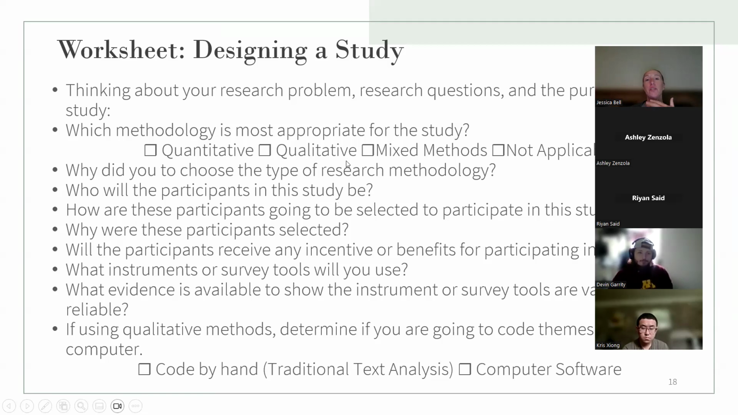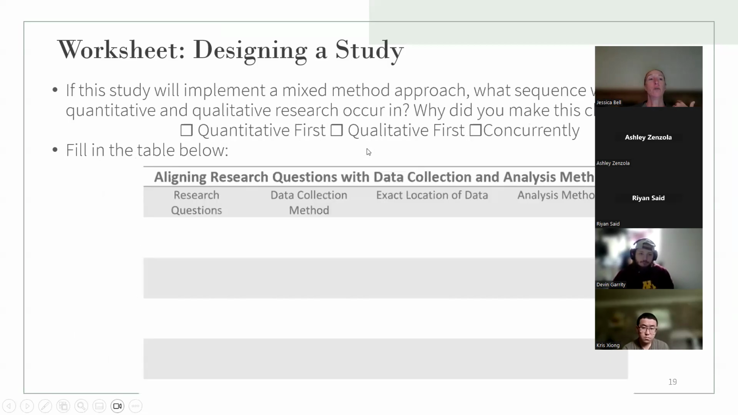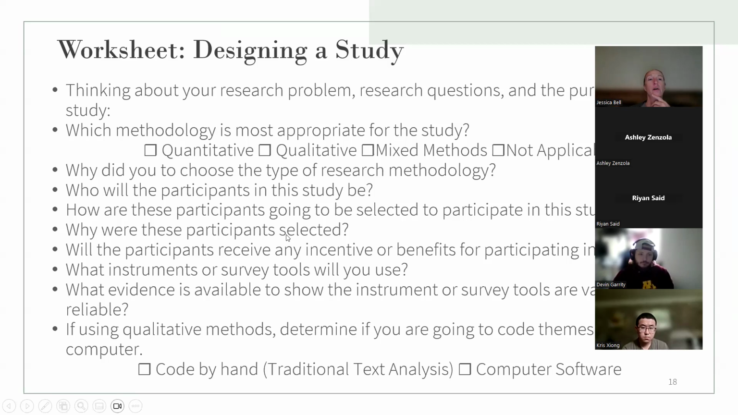So which methodology is most appropriate for the study? Oh, go back. How did you choose the type of research methodology? Who will the participants be, or what are the materials being used? How are participants going to be selected? And then this gets into a little bit of selection bias. Are you selecting in a way that's going to provide your research answer without introducing bias?